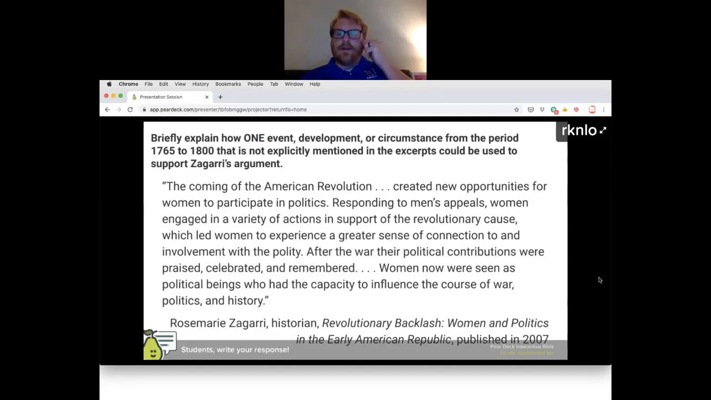The coming of the American Revolution created new opportunities for women to participate in politics. Responding to men's appeals, women engaged in a variety of actions in support of the revolutionary cause, which led women to experience a greater sense of connection to and involvement with the polity. After the war, their political contributions were praised, celebrated, and remembered. Women were now seen as political beings who had the capacity to influence the course of war, politics, and history.